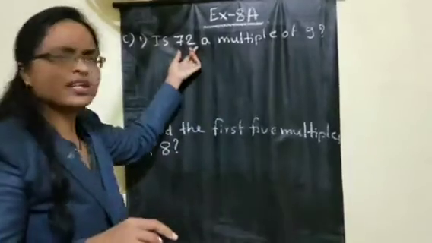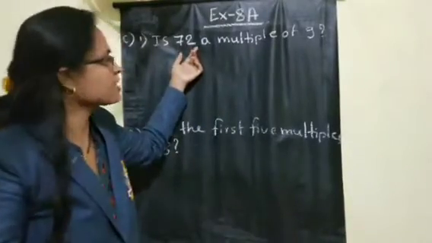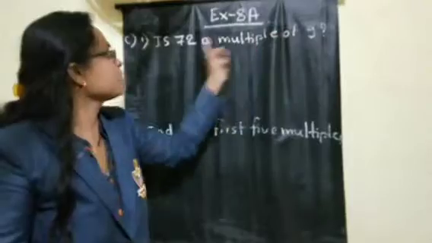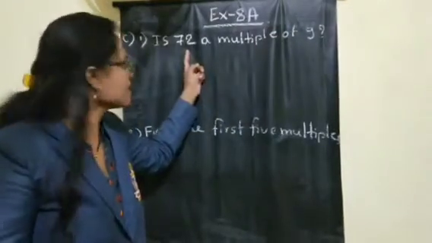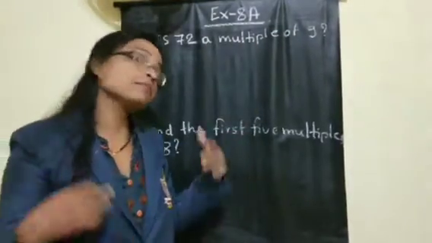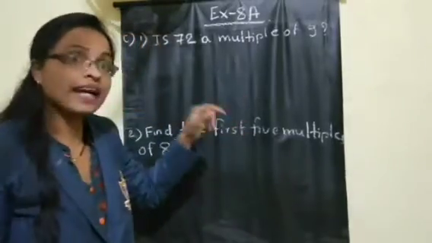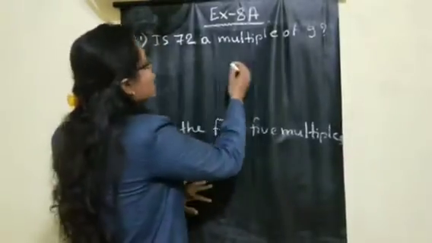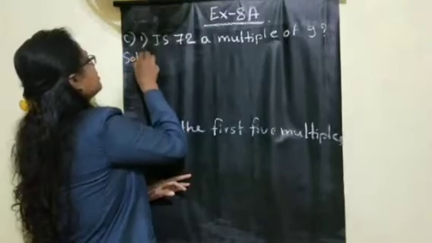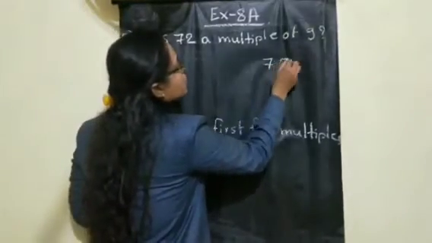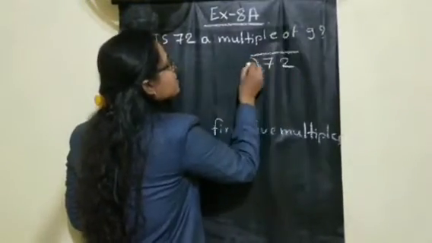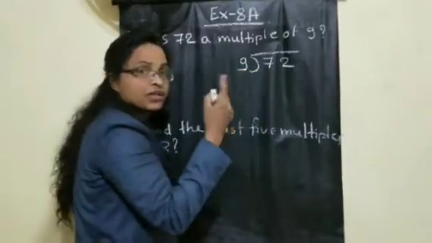Because if it is a smaller number, it is very easy to tell directly yes, because in the 9 table 72 is present, so you can say yes, 72 is a multiple of 9. But if a bigger number is there, then you have to divide and check and get the answer. So how to do that? Solution, children. 72 divided by 9. We have to divide and check.